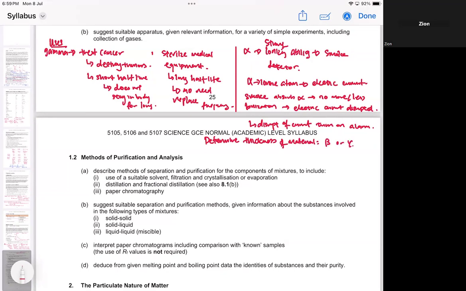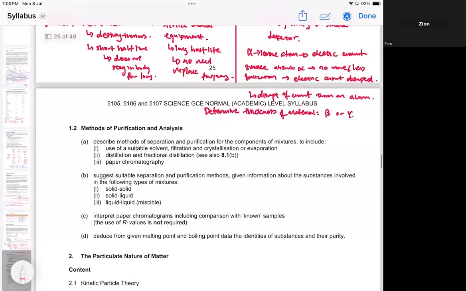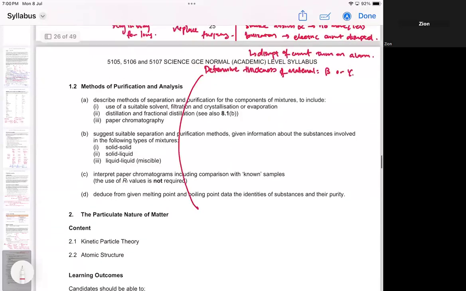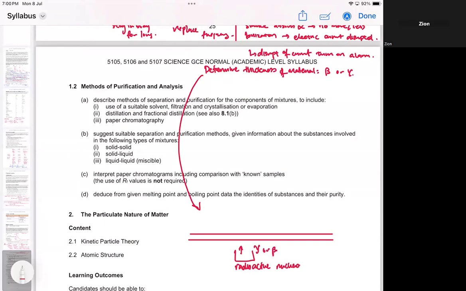So the idea is something like this. Let's say I have a sheet of metal. Over here, I have a radioactive nucleus, and this nucleus can either give out gamma or, let's say, beta. Then over here, I have a detector.